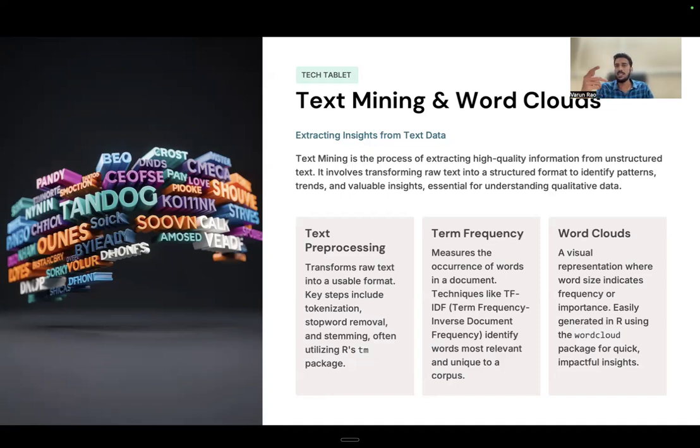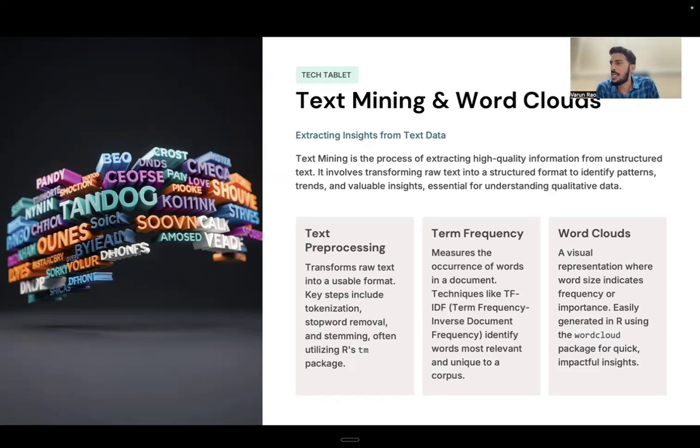Now, the next one is text mining and word cloud. A very, very important topic if you look at it from an industry real-time perspective, because this is how NLP came into existence. Now, what is text mining and what is NLP? NLP is natural language processing. In order to work on NLP, you need to have a good understanding of text mining, and that's exactly what we're talking about right now.